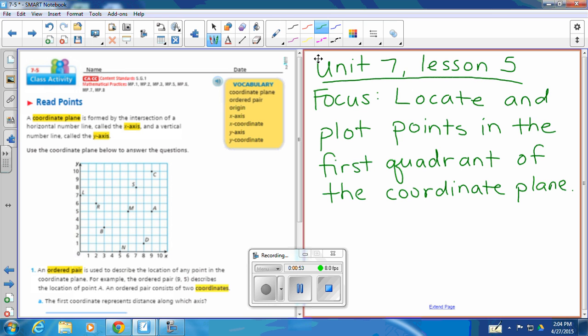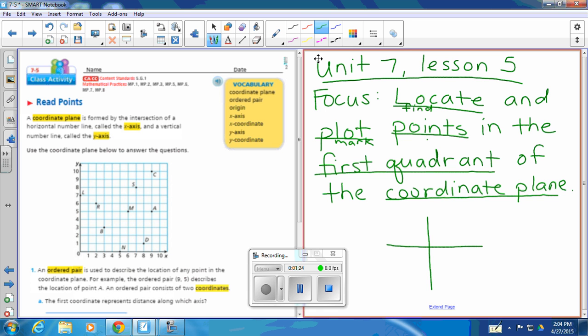Okay, this is our focus, so let's understand what that means. Locate means we want to find. Plot means that we're going to actually find the spot where it goes and mark it. So we're going to mark something on our plane. The point is just like a period, like the location that we're going to mark, so it's just a dot. The first quadrant, when you're looking at the coordinate plane, which is this last part, coordinate plane, there's 4 quadrants in a coordinate plane. We're looking in the first quadrant, which is right here.